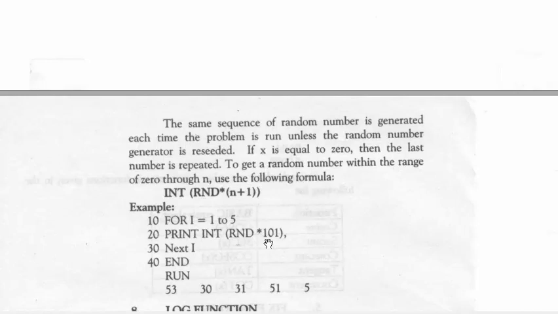Example: 10 for I is equal to 1 to 5. 20 print INT(RND multiplied by 101), comma. 30 next I. 40 end. And run. 53 30 31 51 5. So this is the way you can use a random function for your purpose.